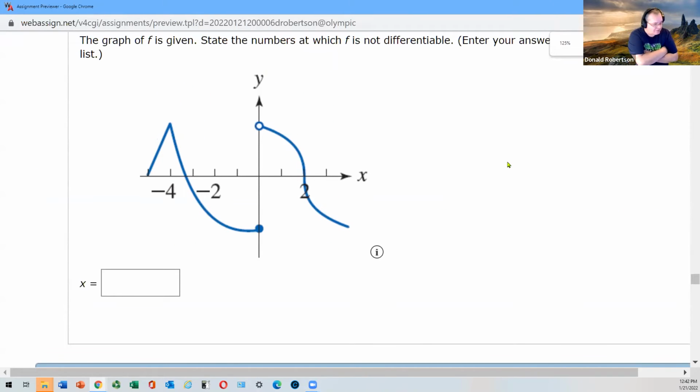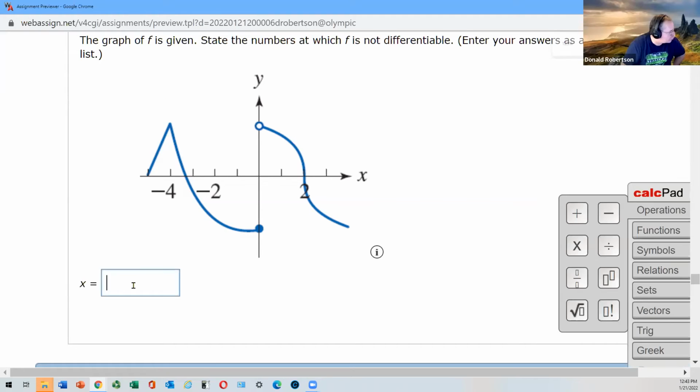Give me the x coordinate of any point on that graph that you're going to have a problem finding the tangent line, because that's what they mean when they say it's not differentiable. Come on, give me some. -4. I agree. Would you agree that there's a corner? Corners are bad news. So there's my first answer.